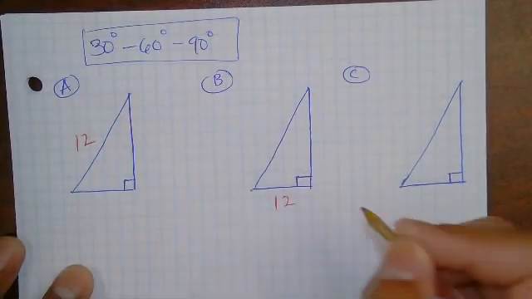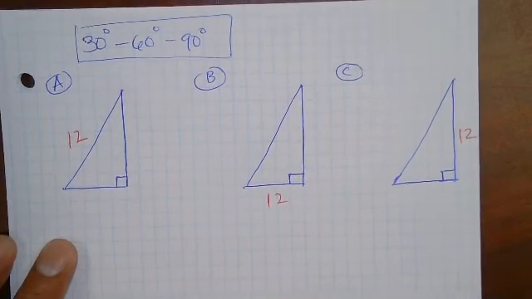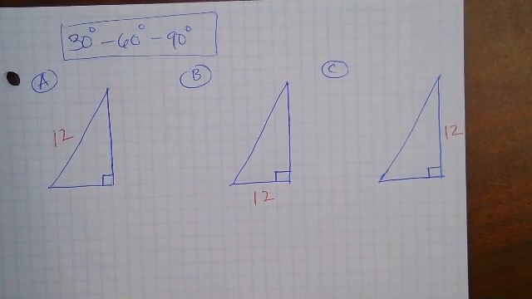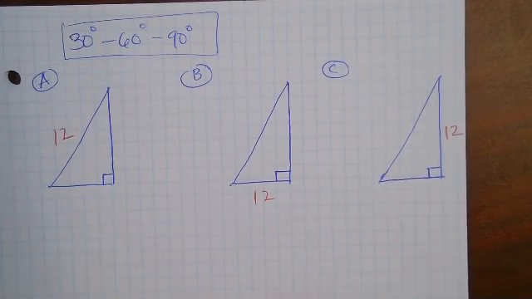Twelve. Everybody see that? Each of these 30, 60, 90 triangles has a side of 12. Are they all the same? No. Nope. They are all different. You can't assume that the side that they give you is the x side or the 2x side. See, it all is going to depend.